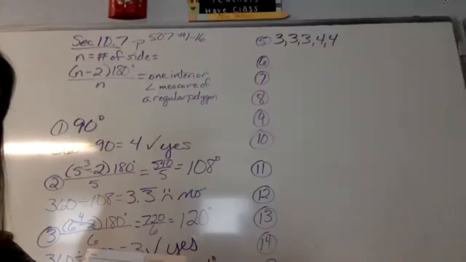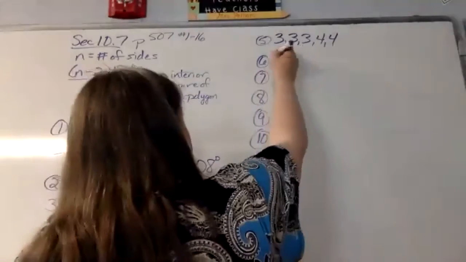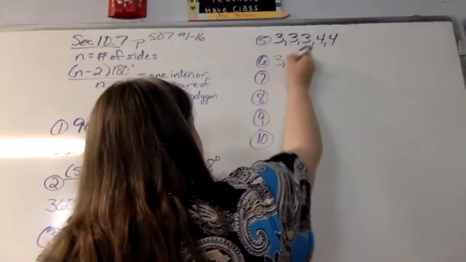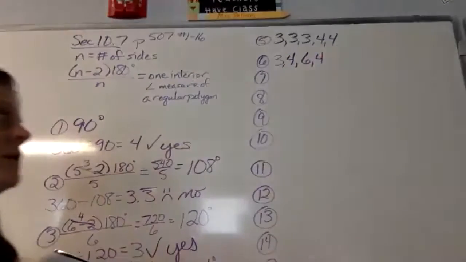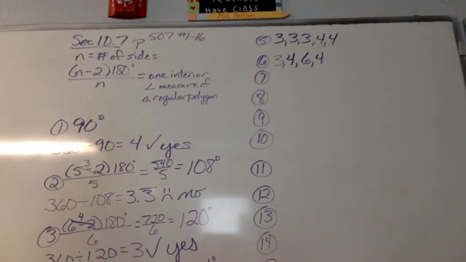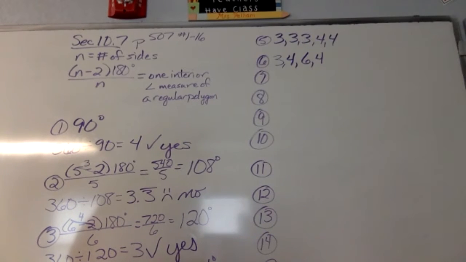So we have a triangle, a square, a hexagon, a square. So our numbering system for number 6 would be 3, 4, 6, 4. You have to pick a point to start at and count your way around that vertex.